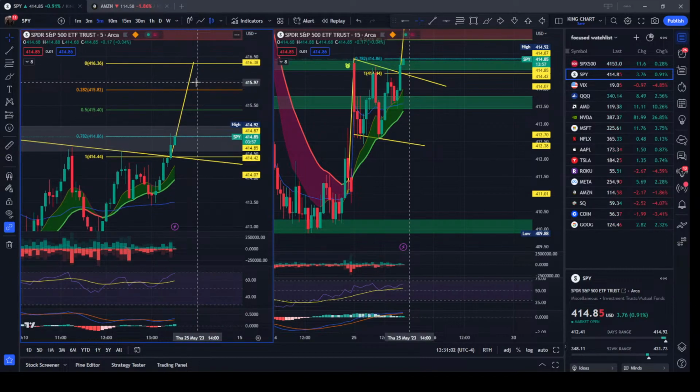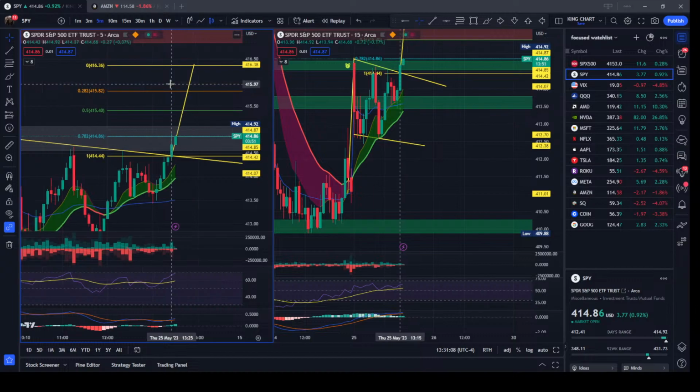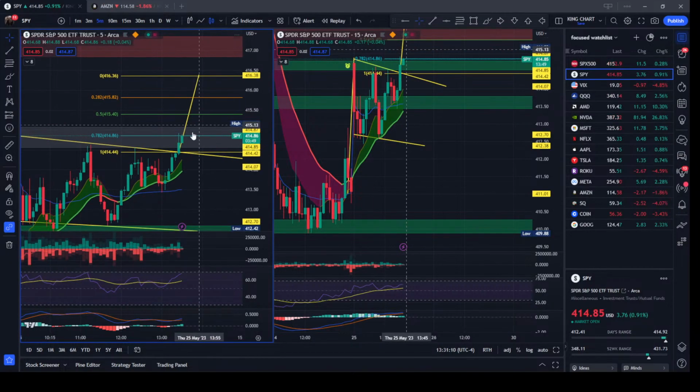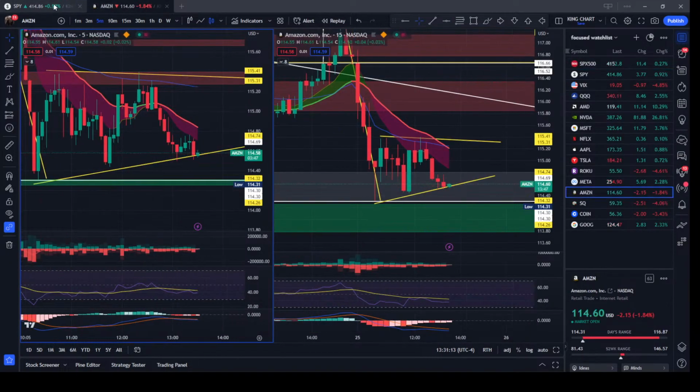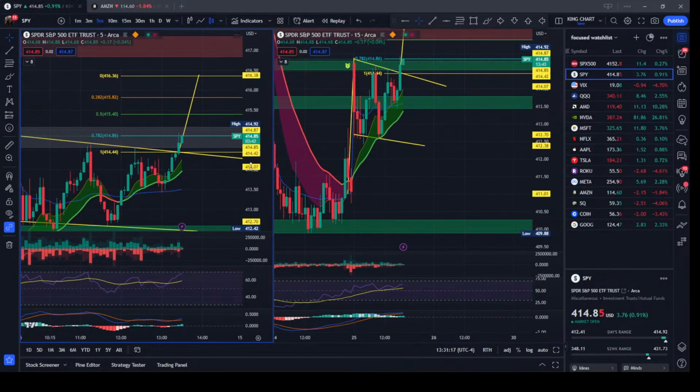Yeah, I don't like zero DTEs just because they move so quick and so fast. I'd rather get one DTE and not sweat about hitting all my targets. Amazon, see, it's rejecting, so I think we made the right choice with SPY.